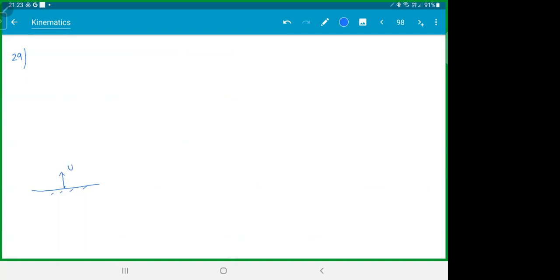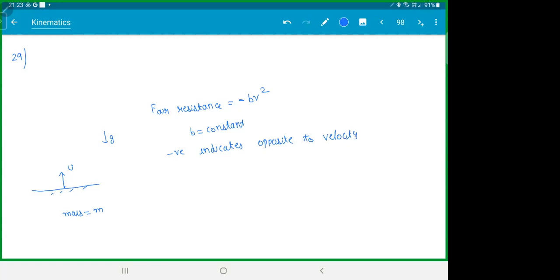A particle is projected with speed u. Mass is m. Gravity is there on top of it. The air resistance is given by minus bv square, where b is constant and negative indicates opposite to velocity. So this time the air resistance is changing with velocity. This is actually how air resistance changes: the faster you go, the more air resistance you have. Previously we took it as constant. It is not constant. Find H max.